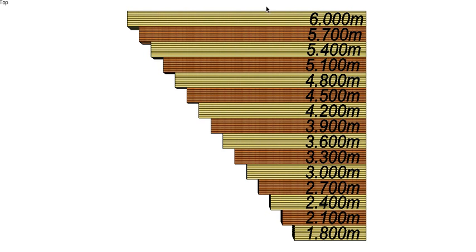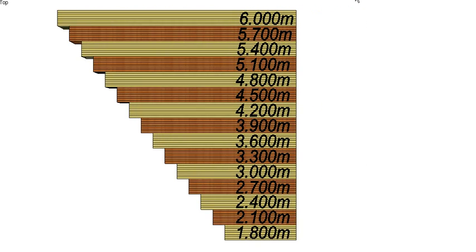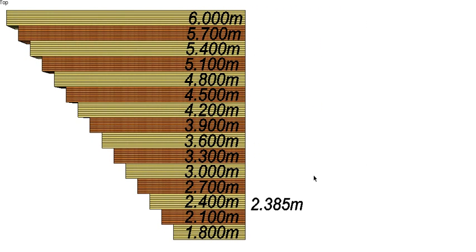Let's have a look at a scenario. If we wanted a length of timber that was 2.385 meters long, short of getting the timber yard to cut it for you and that costing you money, you would have to go and buy a 2.4 at the yard and then cut it to length on site. So that's pretty easy.